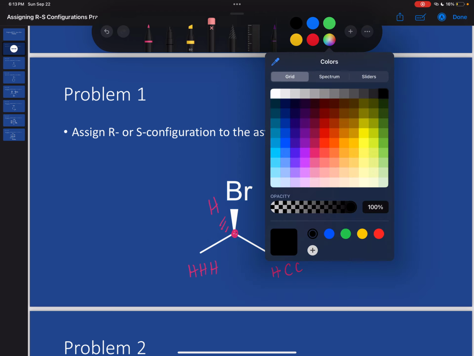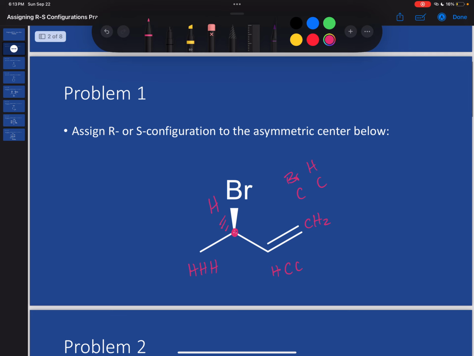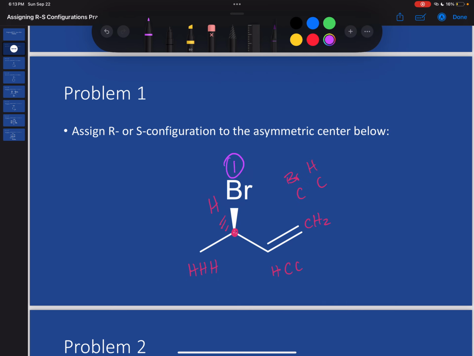To assign priority, we're going to use the same priority rules that we do for E/Z, meaning the higher the atomic number, the higher the priority of the group. So bromine is going to have the highest priority, so it will be my 1 position. Hydrogen is going to be the lowest. And we already talked about the idea that this side is higher priority than this side because it has more higher priority groups or items. So that's the first thing: assign my priorities after I've checked that I have an asymmetric center.